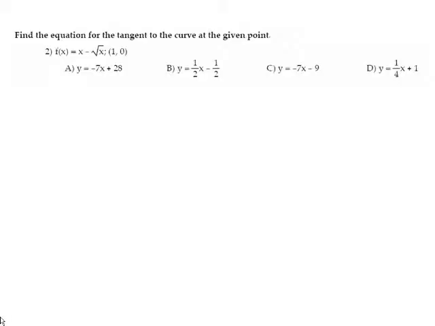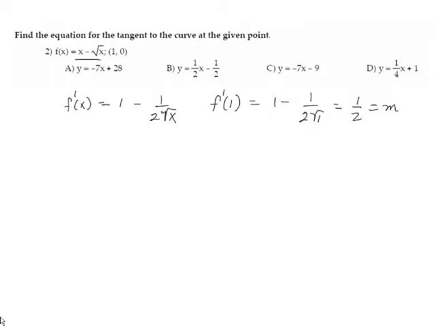Problem 2, we want to find the equation for the tangent to the curve at the given point. And the function we're looking at is x minus the square root of x. So the first thing you need to do is figure out what the derivative of the function is. The derivative of the function is equal to 1 minus 1 over 2 times the square root of x. And so we need to calculate the slope of the tangent line at that point. That would be f prime at x equals 1. And we get 1 minus 1 over 2 times the square root of 1, which is equal to 1/2. So that is the slope of the tangent line.